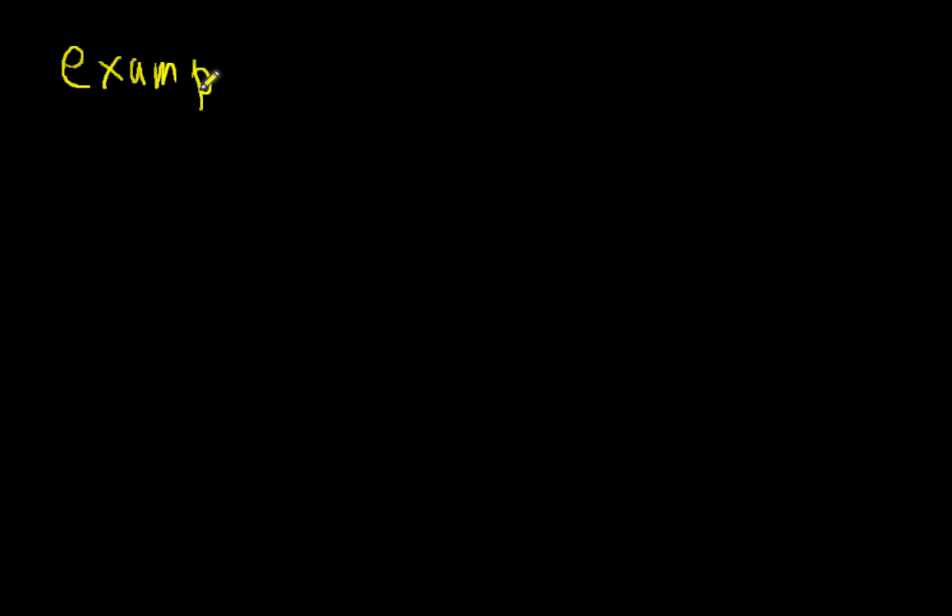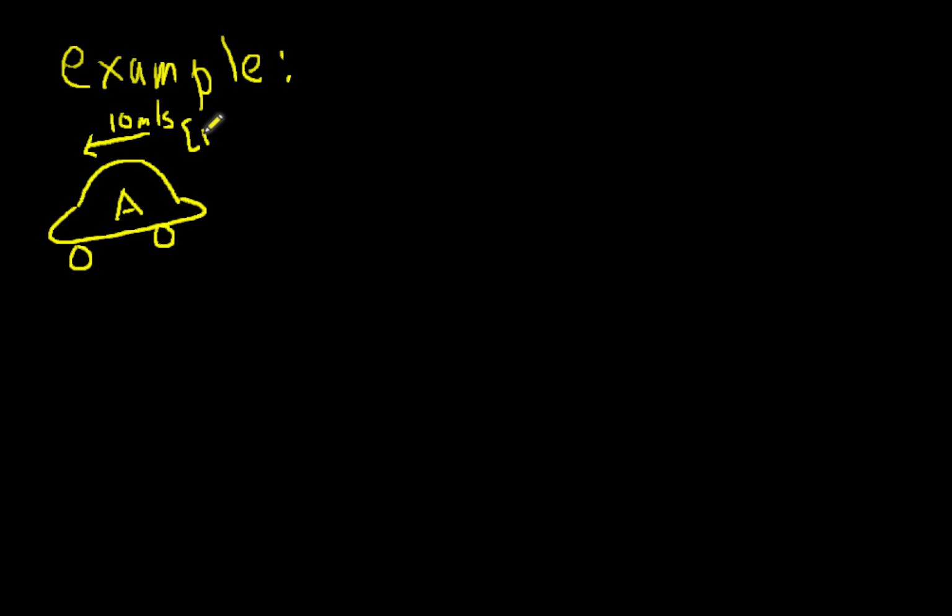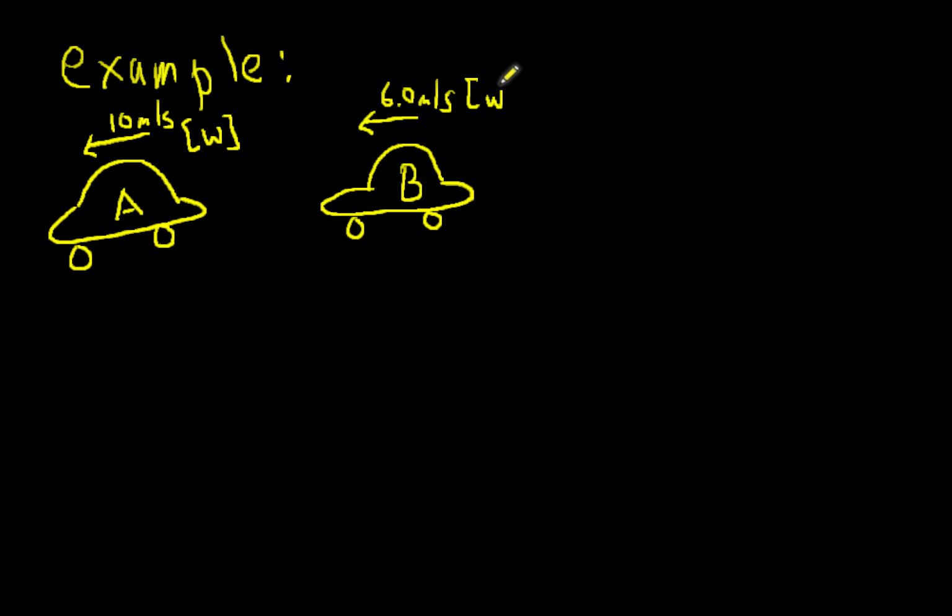Here's an example to show how these calculations are done. Consider three cars. Car A is traveling west at 10 meters per second. Car B is also traveling west but slower at 6 meters per second. Car C is traveling east in the opposite direction at 20 meters per second.